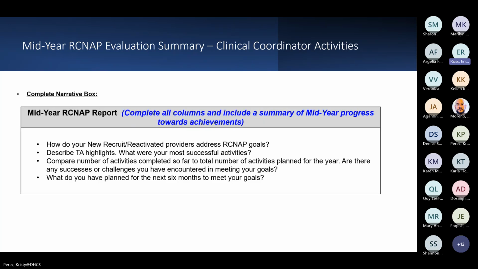So for the narrative section, you will write a summary of your progress so far toward your RCNAP goals. Some sample questions you may want to address are included here. You can describe how your newly recruited and reactivated providers address the RCNAP goals. For example, do they help reach a certain population or geographic area? You can also describe your technical assistance highlights and use 1 or 2 specific examples of your most successful activities here. Compare the number of activities you've completed so far to the total you planned for the year.